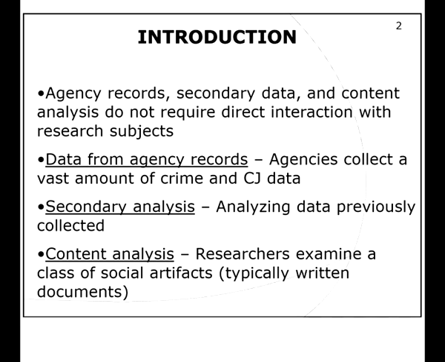Data from agency records, you might look at arrest statistics or sentencing data, things like that you might get from police departments or courthouses, corrections data you might get from prisons, stuff like that. And then secondary analysis, secondary data, is data that has been collected by somebody else that is available to you to analyze, to use for your research projects.